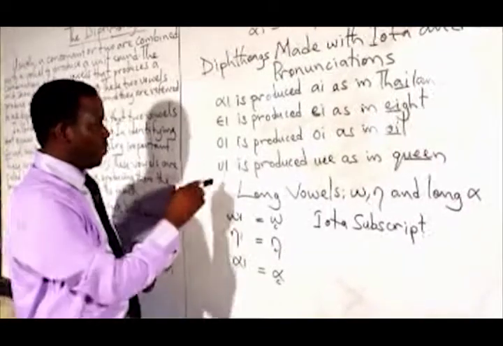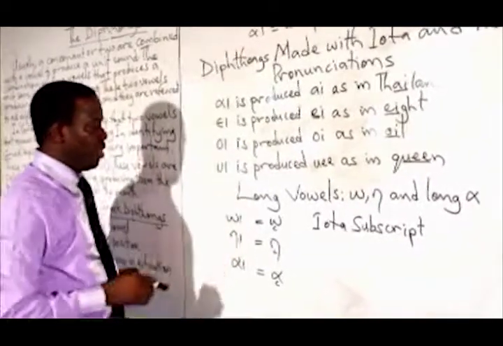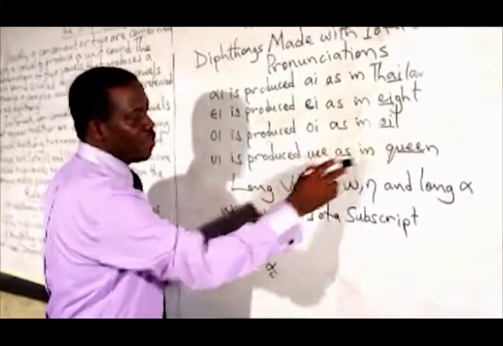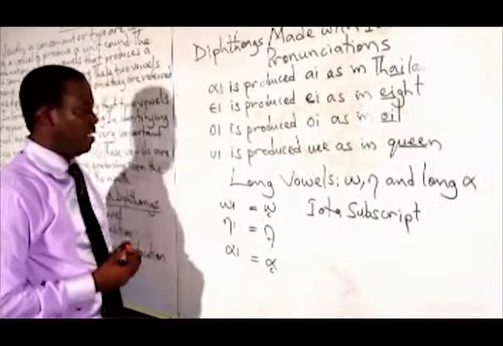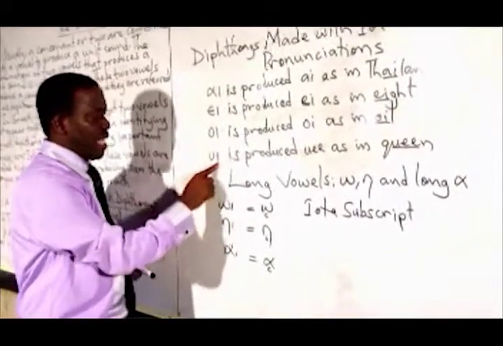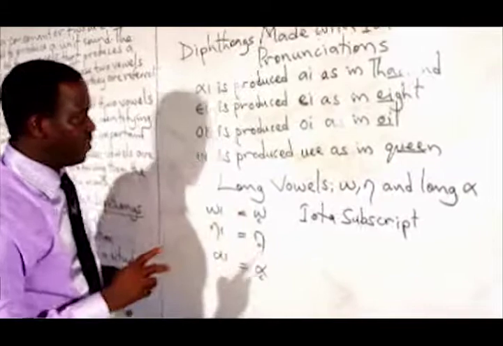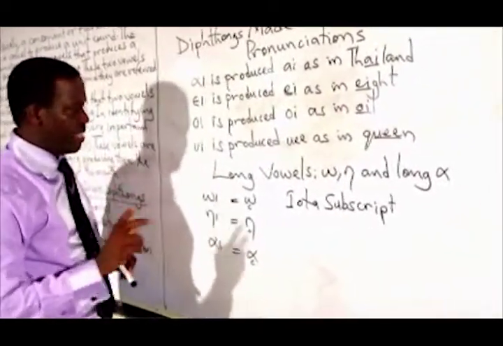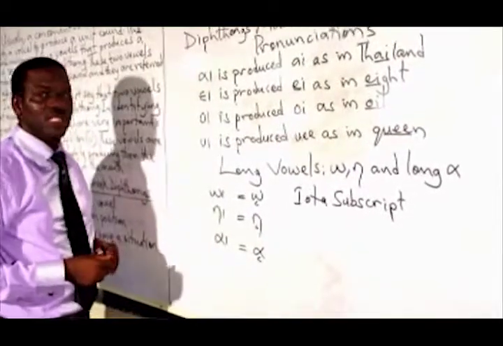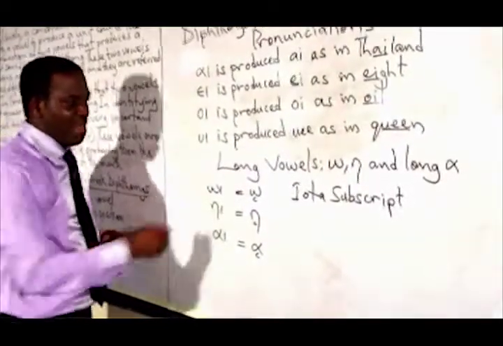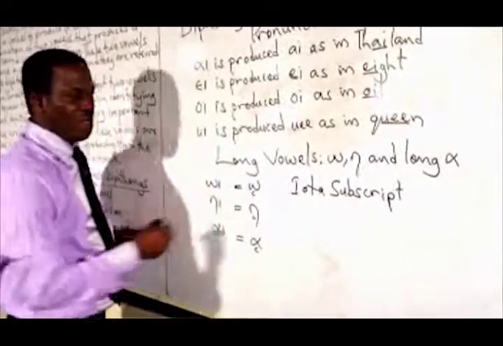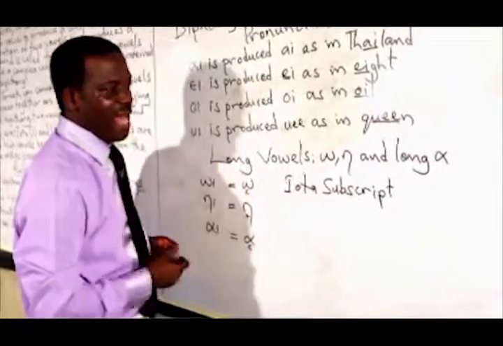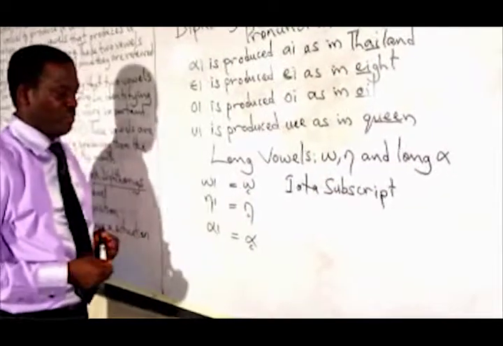Then we have the last one there, upsilon and iota. It's produced as UI, as we produce that in queen. Upsilon iota is produced as a diphthong. It's produced as UI. UI as a diphthong in Greek. Then we have long vowels, like omega, eta, and long alpha.